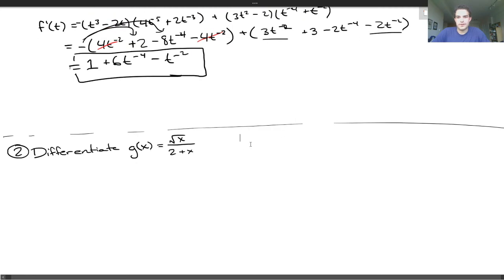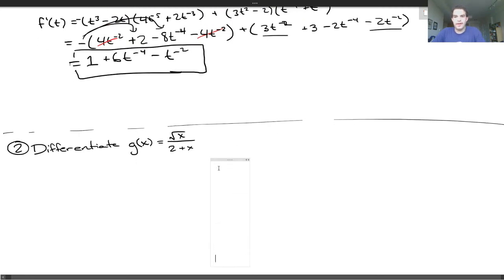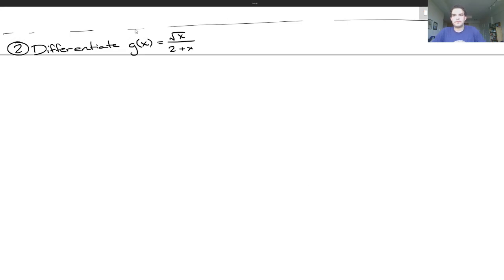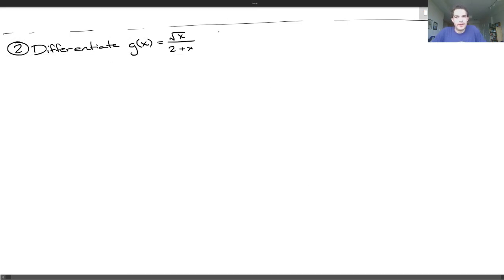And now we'll come down here to a problem using the quotient rule. So we will have, I'll do a similar thing, I'll give all the functions names. So we'll say f of x equals square root of x, and I'll say h of x equals 2 plus x.